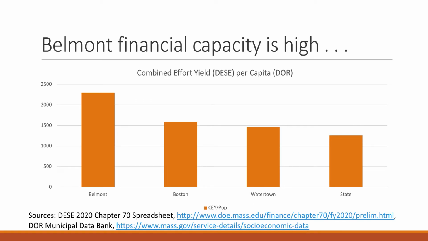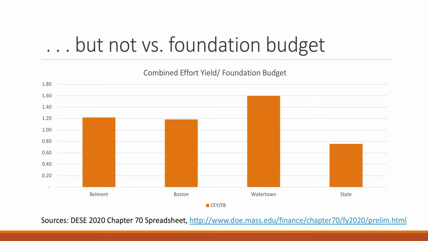So, I mean, Belmont is a relatively affluent community, more affluent than Boston and Watertown, which are in turn still more affluent than the state. But when you set that up next to foundation budget, since Belmont has so many more kids, Belmont looks a lot like Boston in terms of its ability to fund education. Watertown stands out as having a really high ability to fund education.